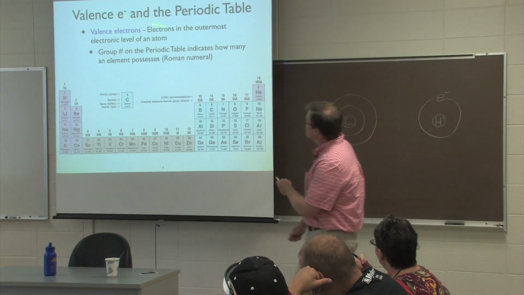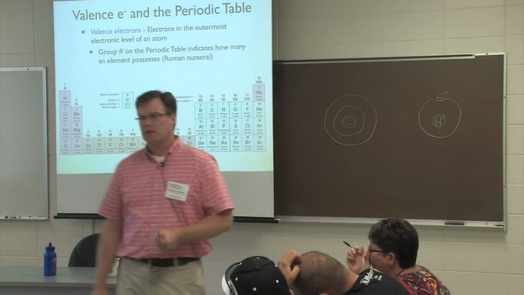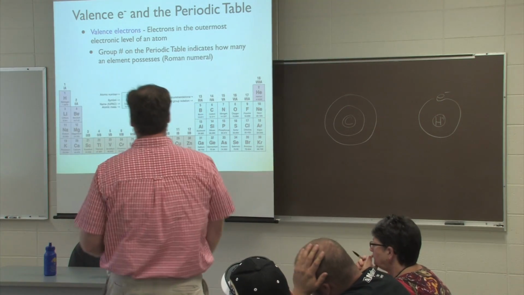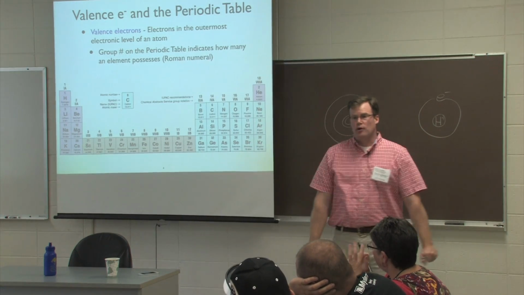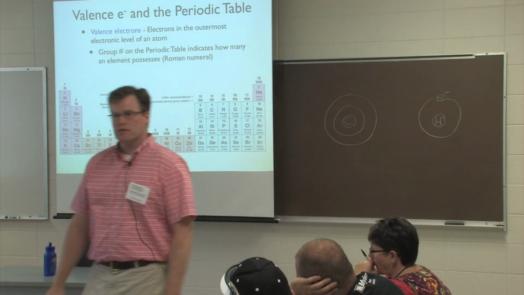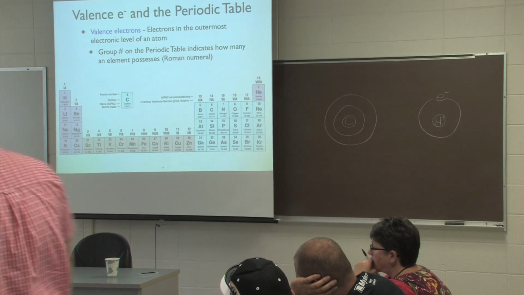Again, our valence electron is going to be the electron in the outermost filled electronic level of your atom. Let's try something like carbon. If we look at carbon, carbon's got 6 protons in its nucleus. All right, so it's going to be balanced off by 6 electrons.